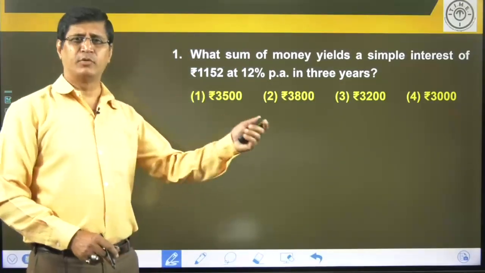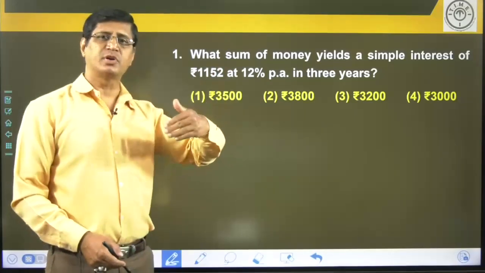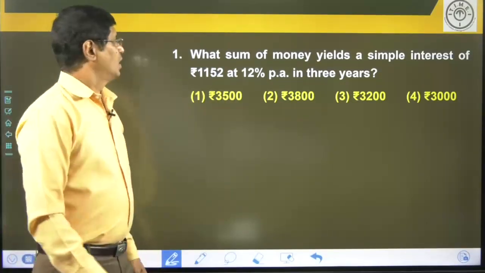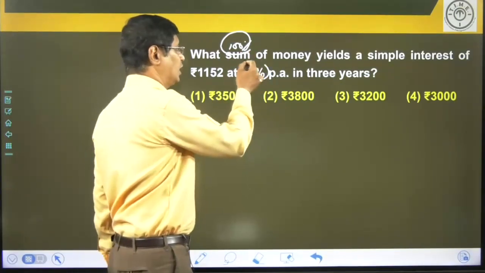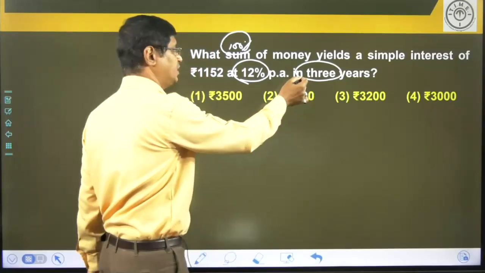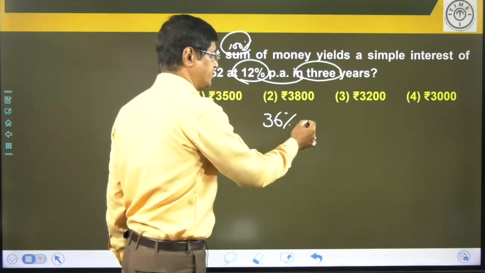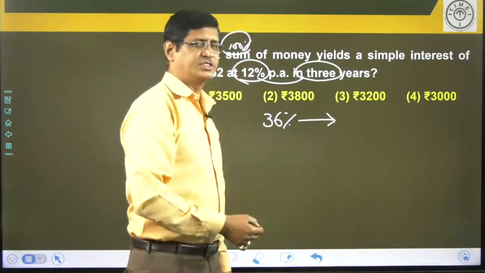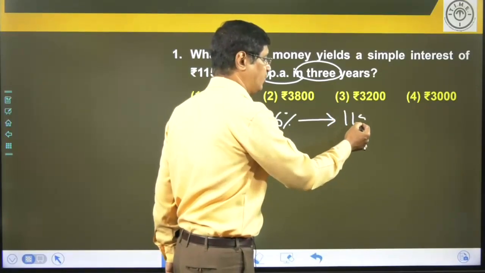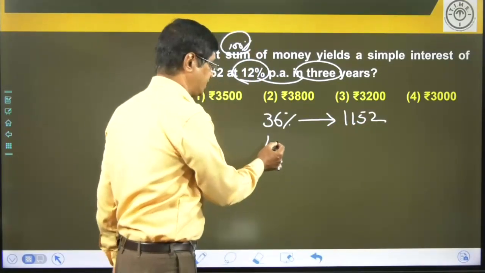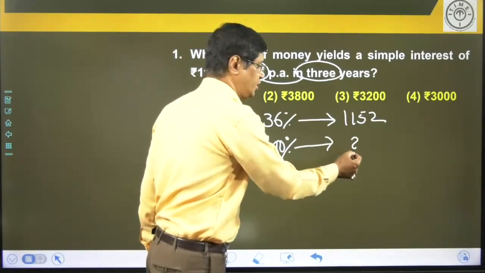Now, look at the same example once again. I am solving this question by using the concepts of percentage. Just assume 100% as a principal, 12% per annum, 3 years means 3 into 12, 36. 36% is the interest value. So, interest is 36% of the principal, which is given here as 1152, and we are asked to find out the principal. Principal means 100% equal to question mark.